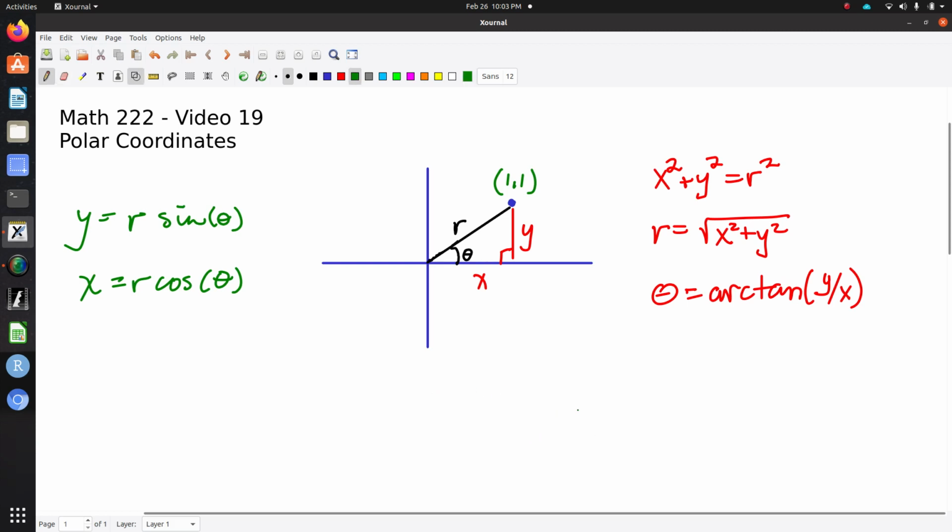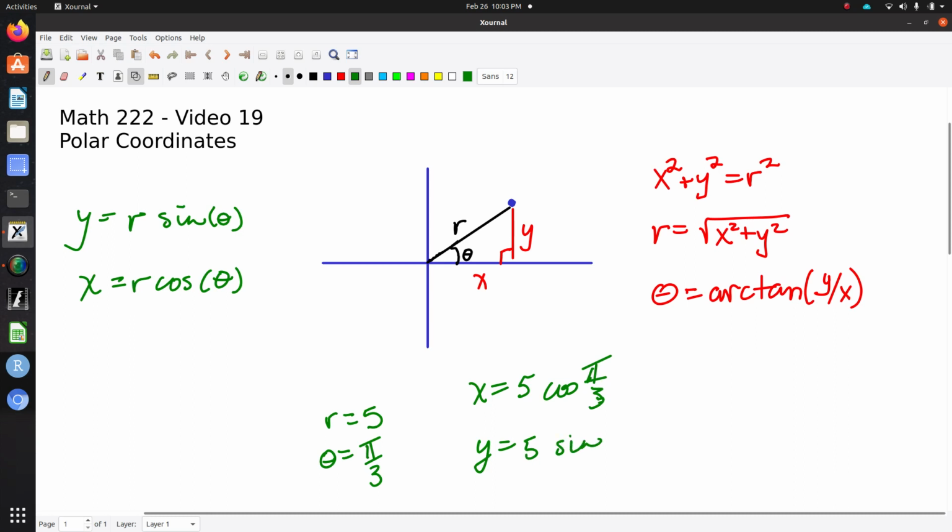Okay? All right, so let's do another example. What if instead we're looking for x and y, and we are given r is equal to 5, theta is equal to pi over 3, and I just made this up right out of my head. So then x is going to be r times cosine of pi over 3, and y is going to be 5 times sine of pi over 3.